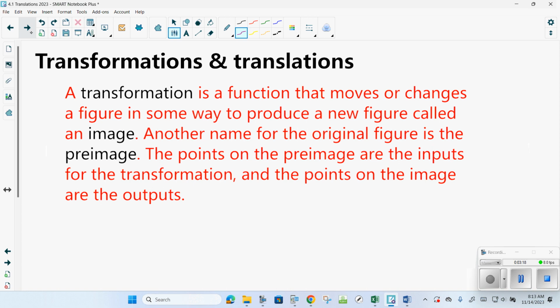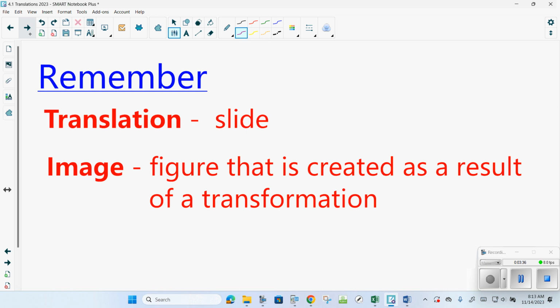Now, a transformation and a translation. A transformation is a function that moves or changes the figure in some way to produce a new figure, called an image. Another name for the original is called the pre-image. The points on the pre-image are the inputs for the transformation, and the points on the image are the outputs. Now, a translation is merely a slide. It's just changing it up, down, left, or right. The image is the figure that is created as a result of the transformation. And the pre-image, I'm going to write that in here, is the original.